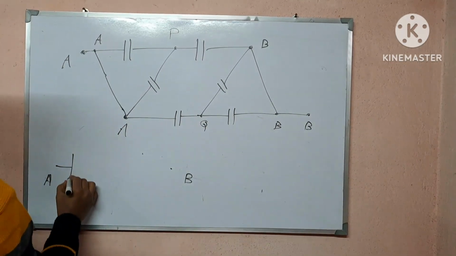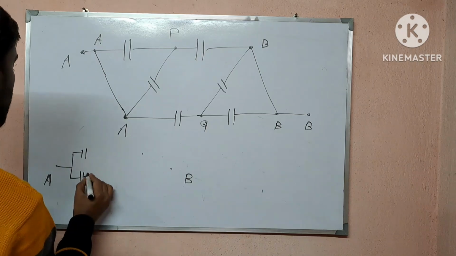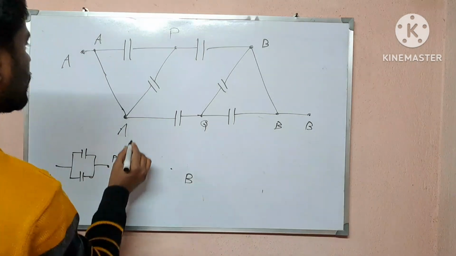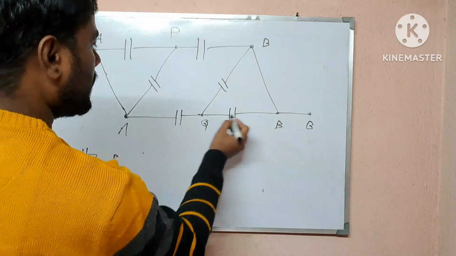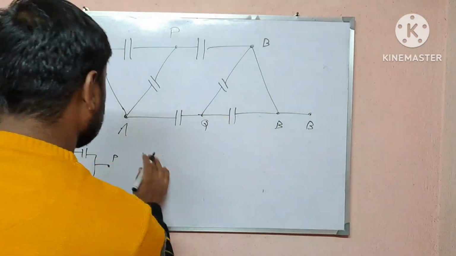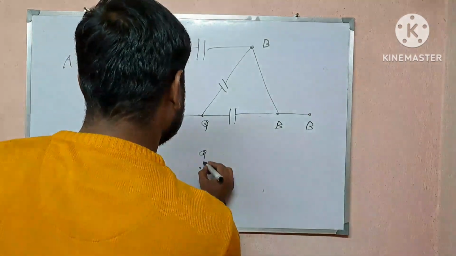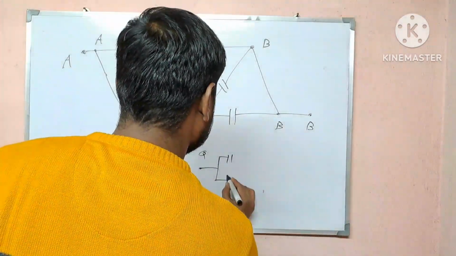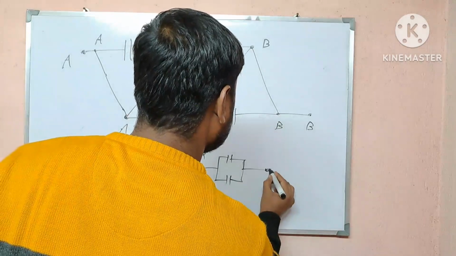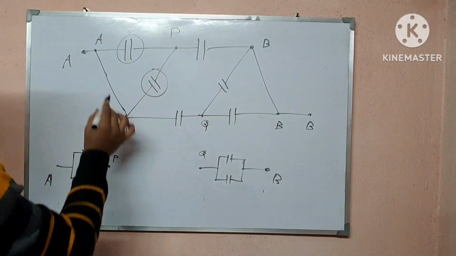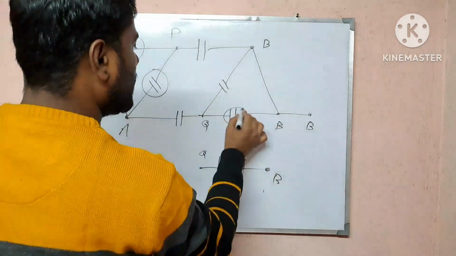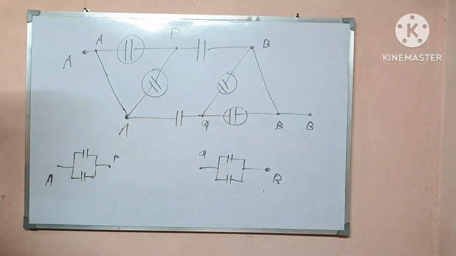So from A, two capacitors. These two are A to P. Now similarly for B, B to Q, B to Q. So let's say that one is Q, and that one is B. B to that one is complete. A to P, A to P, and B to Q, B to Q. These two are also complete.